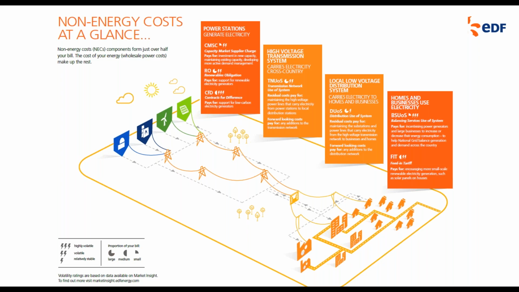So the next two in the middle, TNUOS and DUOS: transmission network use of system charges. That's getting it from the power stations on through the high voltage transmission network, and then the distribution use of system charges, which is going from the grid supply points literally to homes and businesses up to the point of your meter. So they are the cost of both maintaining the existing network and investing in new networks to support new demand needs.